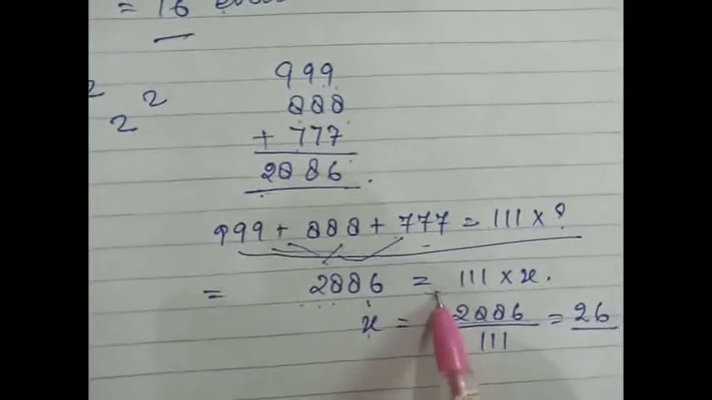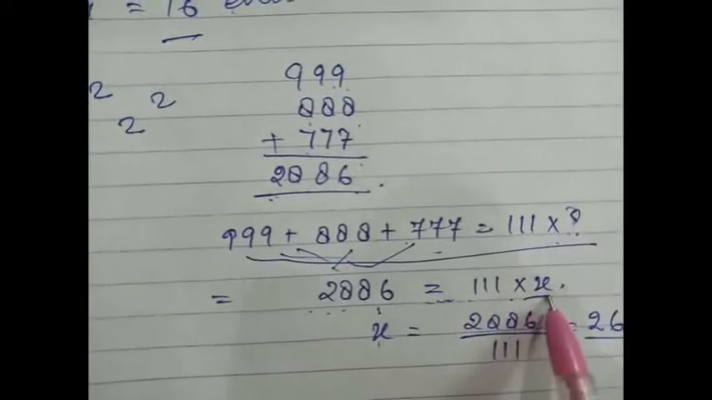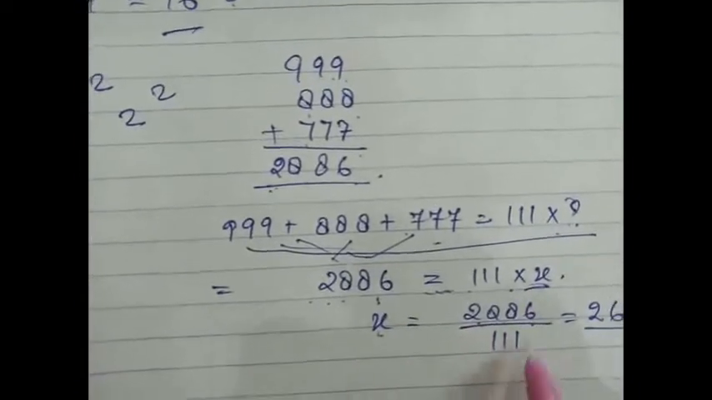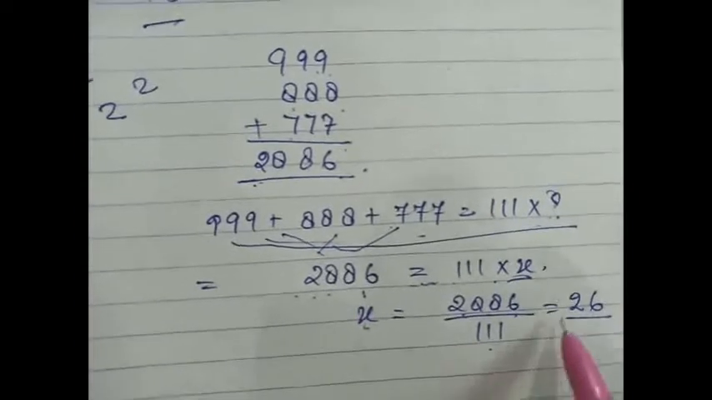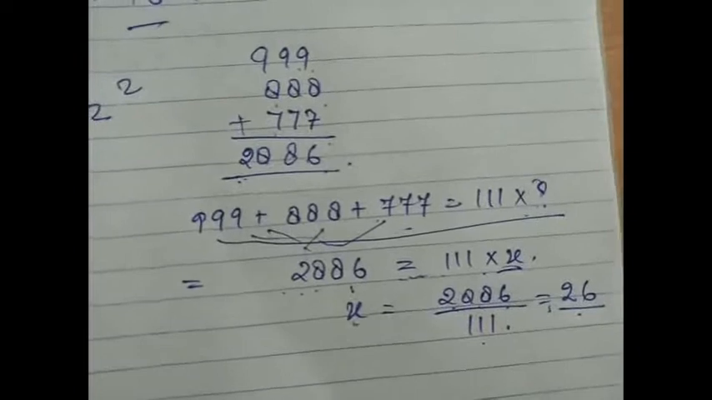We will multiply by 111; this question mark has been converted into x. So x is equal to 2886 upon 111. When we divide this, we will get 26, which will be our correct answer.